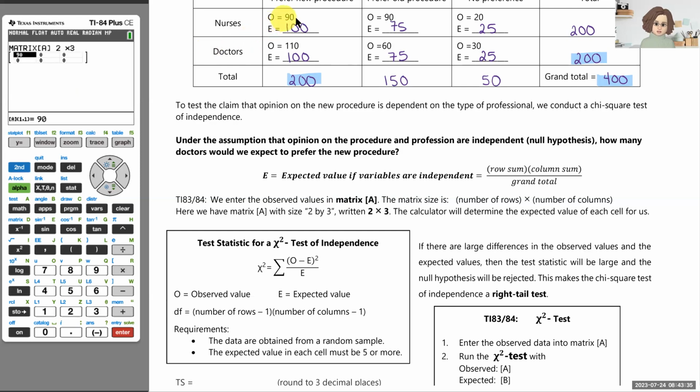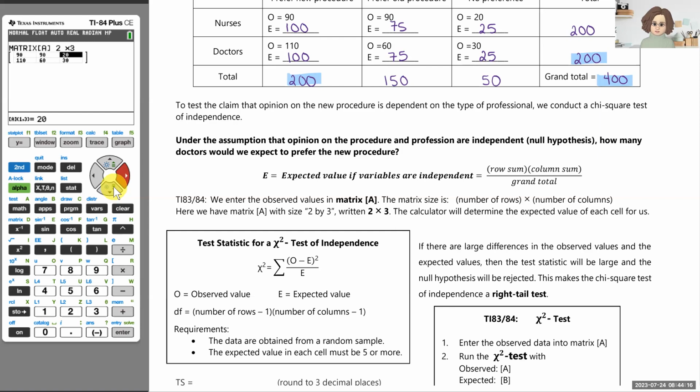So we're going to step through and put in all of our observed values. We'll enter 90 and then hit enter, and this will move you through the cells of the matrix or the table. So 90, 90, 20, and you hit enter, it'll bring you down to the next row, 110, 60, and 30. And if you make a mistake, you can use your arrows to go through that table and correct anything. So that is the observed data, and then we're ready to run the chi-square test of independence.